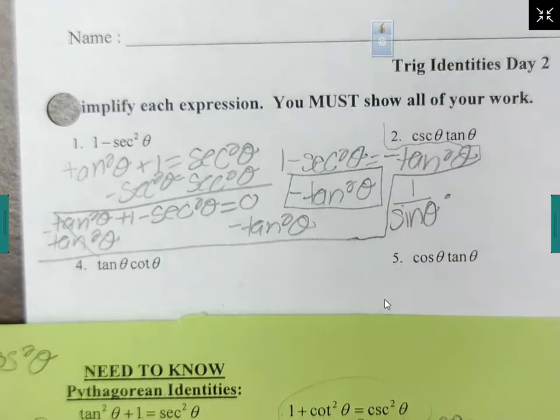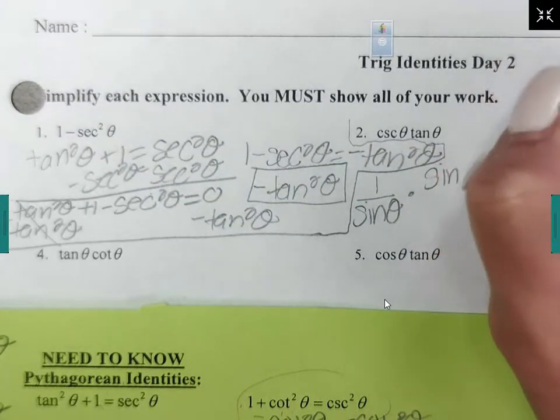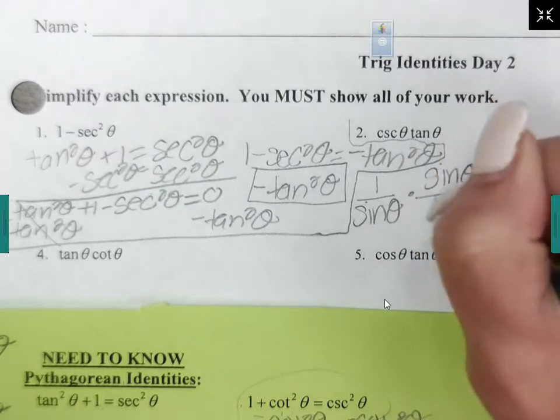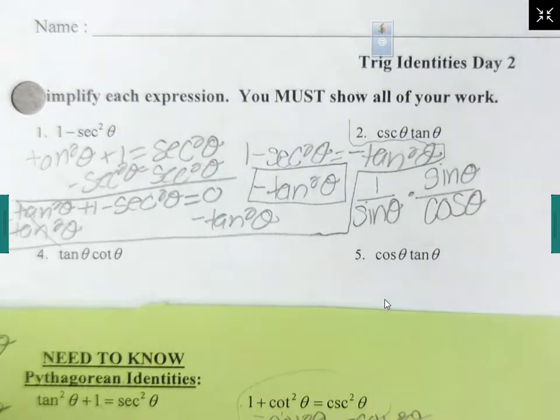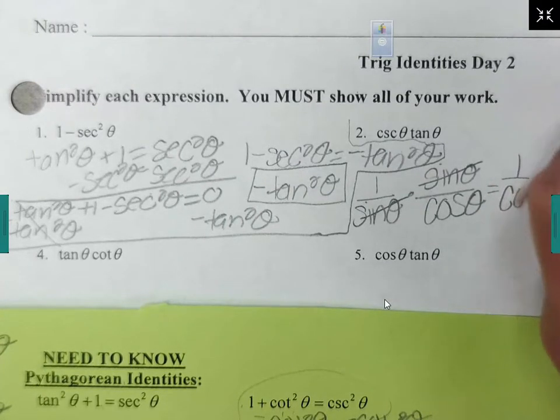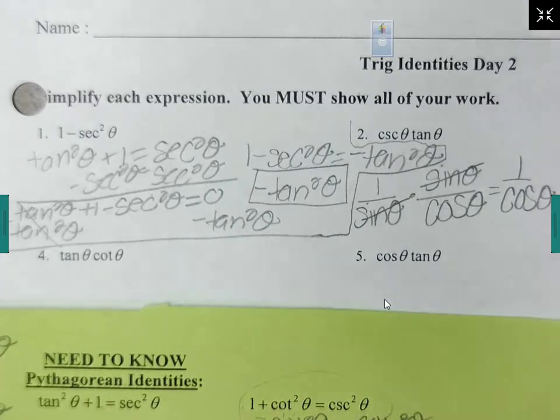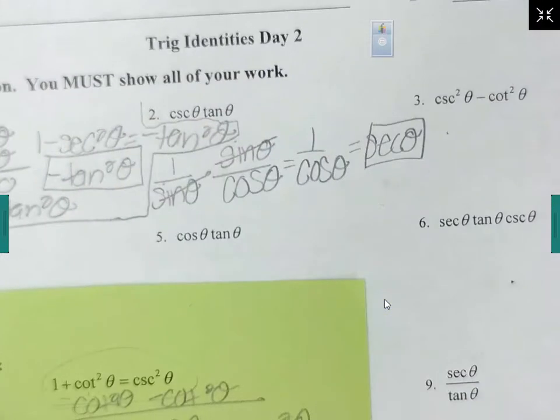And how can I rewrite the tangent of theta, Sam? Sine theta over cosine theta. All right, now can I simplify this? 1 over cosine theta. Is this as simple as it can get, Sam? Yes. No. Yes. This is equal to the secant of theta. Are there any questions? Is that it? That's it.